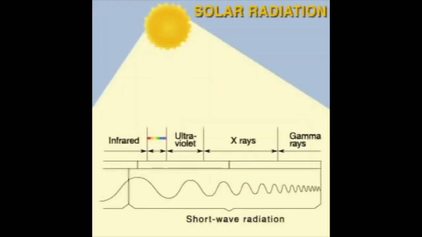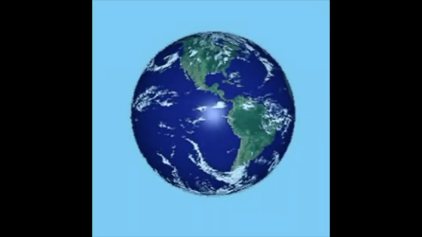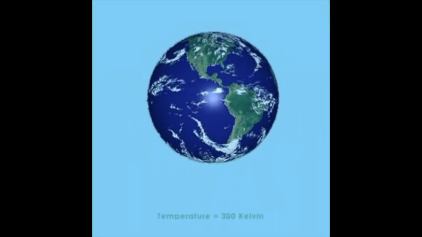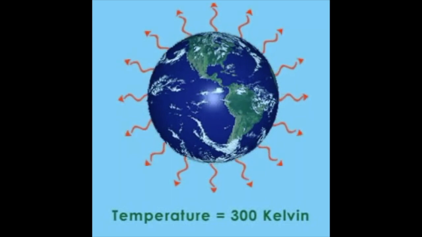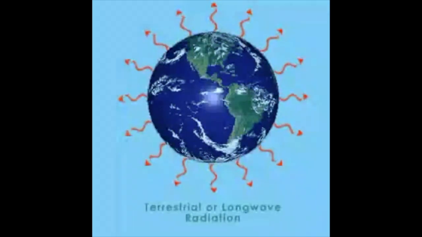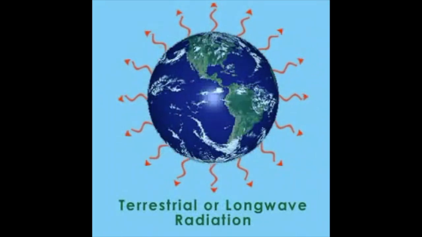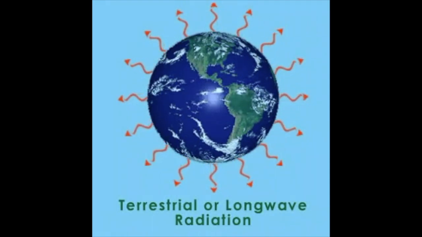Most of solar radiation is the visible light we see with our eyes, but it also includes wavelengths that we cannot see, like the ultraviolet light that causes sunburn. The Earth, however, being much cooler than the sun, emits lower energy, longer wavelength radiation. Energy emitted by the Earth is also referred to as terrestrial, which means land-based, or long-wave radiation. Although we cannot see long-wave radiation with our eyes, we detect it as heat.